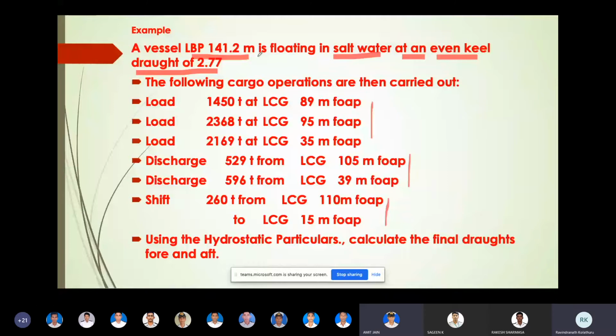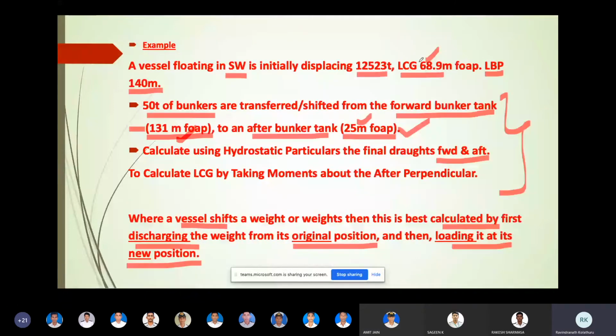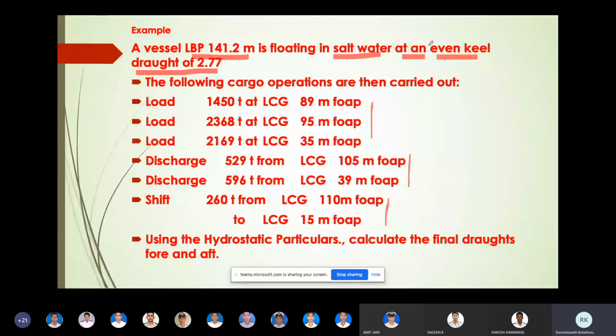Very good, excellent. In the previous two problems, displacement and LCG were given to us, so the initial displacement and LCG were given. But here, instead of giving the initial displacement and LCG, they've given you the initial draft, which is an even keel draft. This even keel draft is actually called the true mean draft, you can take it as the true mean draft, right?